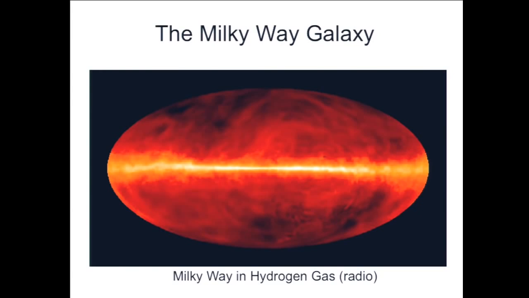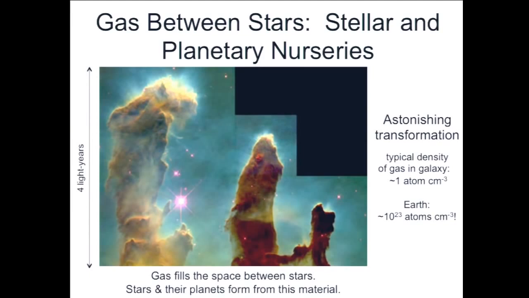If we now zoom into a little patch of this gas, we see something like this image from the Hubble Space Telescope that we also saw in the astronomical census lecture. So this is a zoom in of now a few light years across of the gas that fills the space between stars. And this gas is the gas out of which the solar system and stars and planets form.